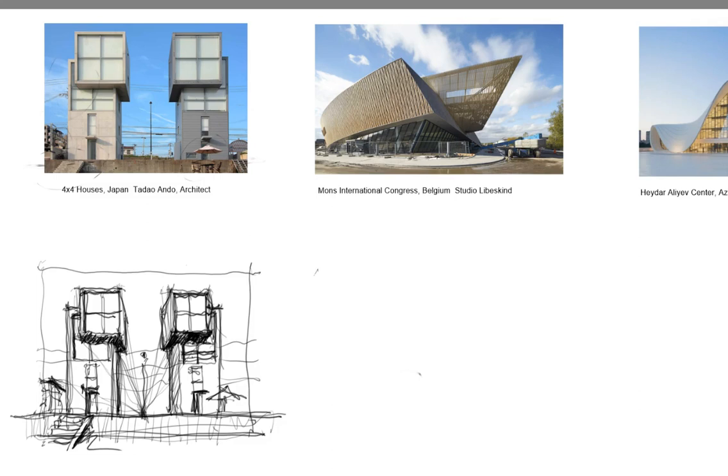Okay, we're going to do a quick sketch of the Mons International Congress by Daniel Libeskind. And this one is a little different, isn't it? There's not a lot of rectilinear lines in this. So how do I find my vanishing points, and how do I find my horizon and all of that? Well, it looks like we're standing on the ground looking at this building, and I'm just going to go ahead and assume that the horizon line is running through here somewhere. Interestingly, also very low in the image.